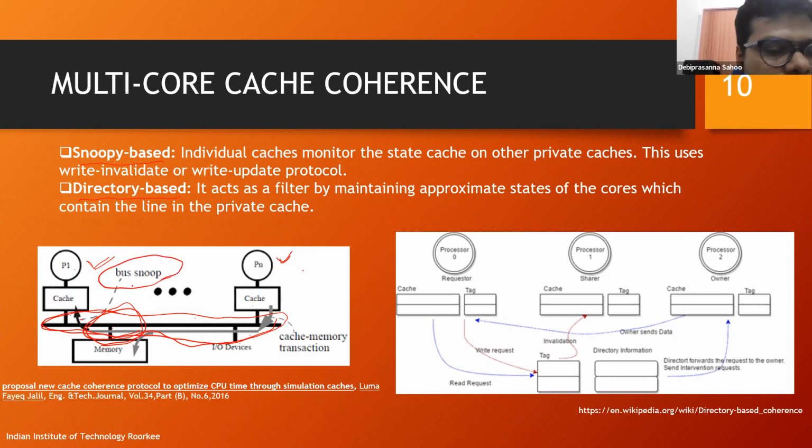What do we mean by snooping? It's another name for listening. We can implement a snooping based protocol where one processor can hear what is happening on the other processor by listening to the transactions. It typically uses two different types of protocols, which are called write invalidate protocol or write update protocol.